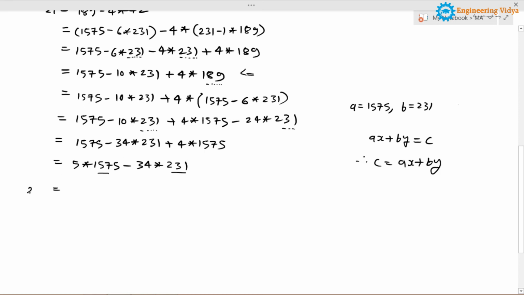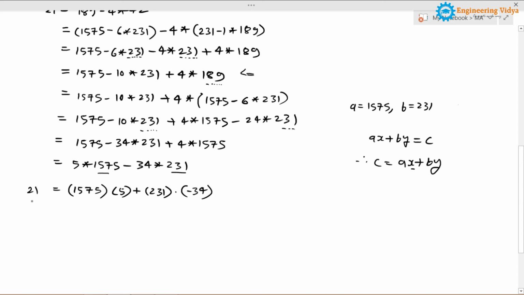So here we have 21, so we'll try to express this thing. First we'll write a and then we'll write x. So this is a, here I'll write 1575, and after a, whatever term is there we can consider it as x. So here we can say 5 is nothing but x. Then we'll write b, so b is nothing but 231. Here we'll write 231, and whatever term is there with the b, that is called y. So here y is nothing but minus 34.